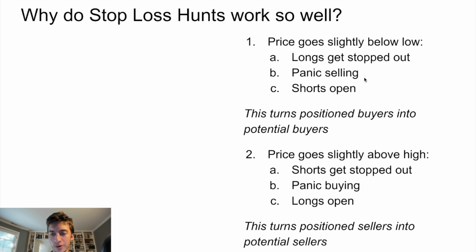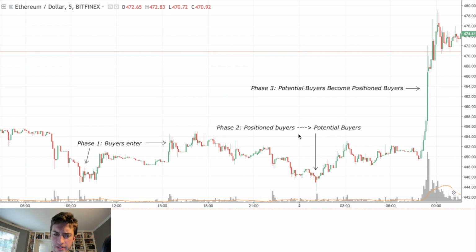Well, what happened here was we turned many position buyers into potential buyers. So traders who were holding their bought position, the retail traders who had already bought, got stopped out, panic sold, or flipped over to become a short. And what this causes is a large amount of liquidity for potential buying. So one example of what exactly that looks like is here.